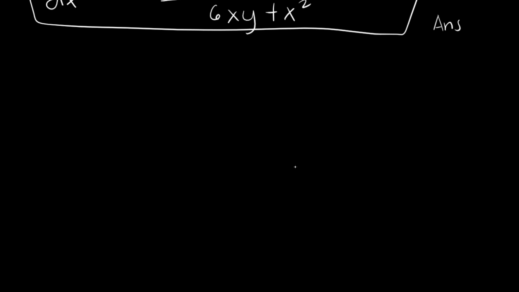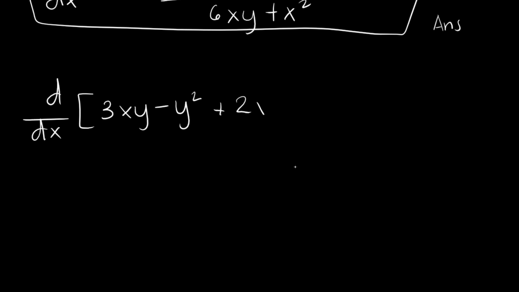So, let's have this last example. Derivative of 3xy minus y squared plus 2x squared y cube. Oh, nakakabaliw to, di ba? Minus 4x equals 5. Yan. So, gawin natin, i-derive natin to.